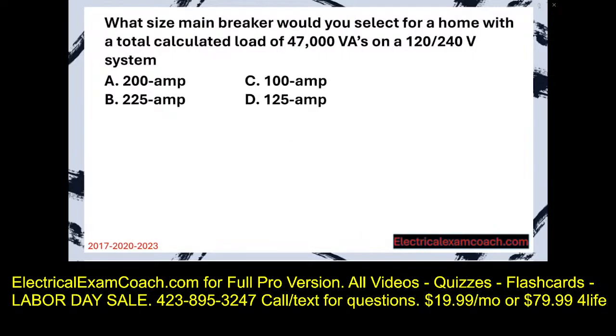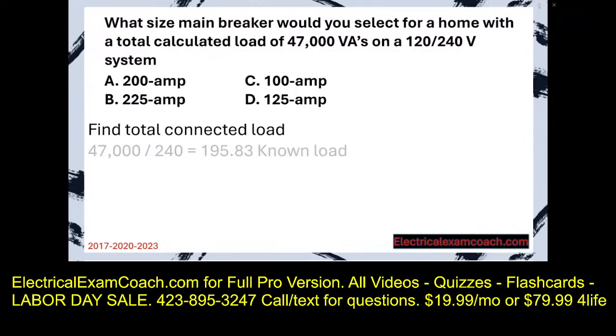What size main breaker would you select for a home with a total calculated load of 47,000 VAs on a 120/240 volt system? Step 1, find our total connected load. In this case, they've done all the math for us, and 47,000 are our total VAs. All we have to do is divide that by the system voltage. In this case, it equals 195.83, and we would round down.